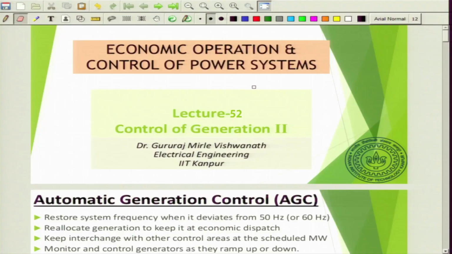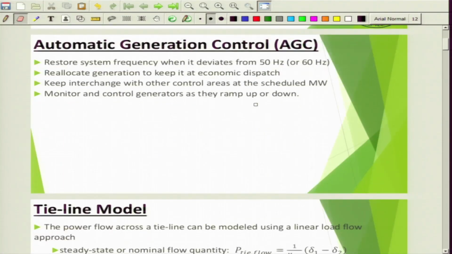Today we will continue our discussion with respect to control of generation. As we have discussed, the automatic generation control will help to restore frequency when it deviates from 50 Hz or 60 Hz, and it reallocates generation to keep it at economic dispatch. It keeps interchange with other control areas at the scheduled megawatt, and monitors and controls generators as they ramp up or ramp down. The overall control action with respect to the generator is being monitored.